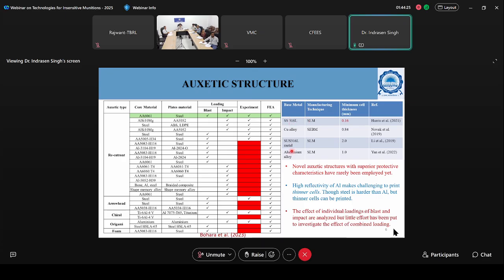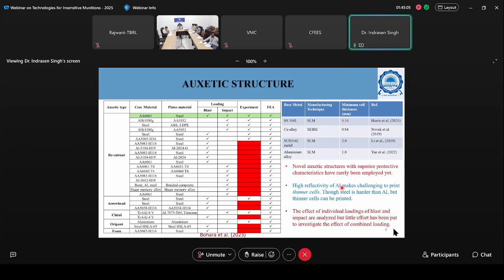So these materials have been used: steel alloy, copper alloy, and aluminum alloy, and this is another steel alloy. By using additive manufacturing techniques, these are the typical cell wall thicknesses they were able to produce. For steel, they were able to produce a minimum cell wall thickness of 0.16 mm. However, for aluminum, which is mostly preferred for conventional manufacturing, they could produce only up to 1 mm. So this is a difference of around 6 times. This suggests that if you go for additive manufacturing, steel is still a good idea, because it offers more flexibility in tuning the design parameters.